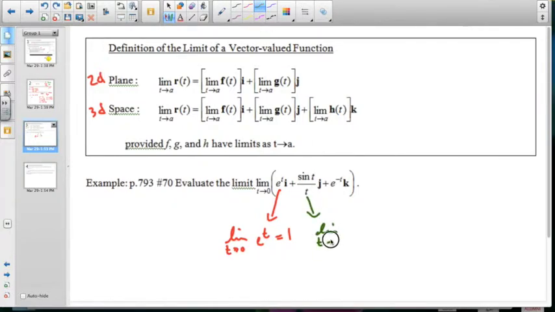The limit as t approaches 0 of sine of t over t, that's indeterminate. That's 0 over 0, so we need to do L'Hopital's here. So we'll differentiate the top and bottom. Derivative of the sine is cosine of t. Derivative of t is 1. And so as t approaches 0, this also approaches 1.